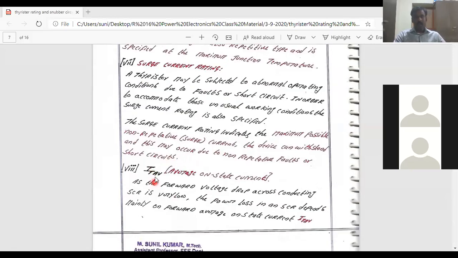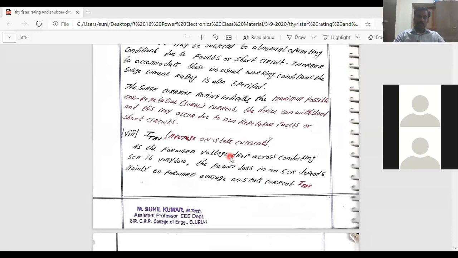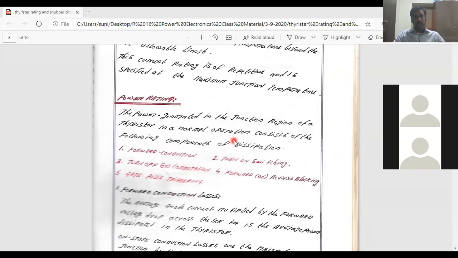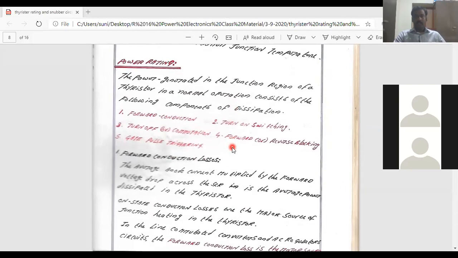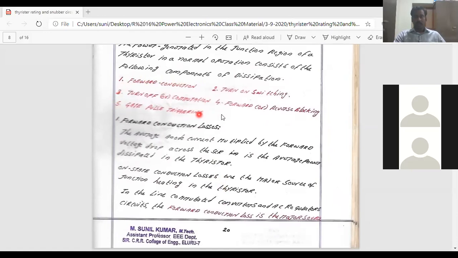Then the average on-state current value. This is needed for calculating the power loss, which is considered as the on-state value. Then at last, you are going to have the power ratings defined. The power ratings are defined based on all these component dissipations.